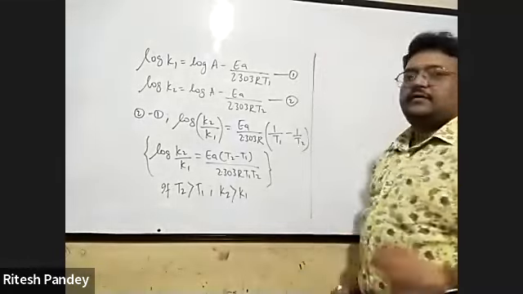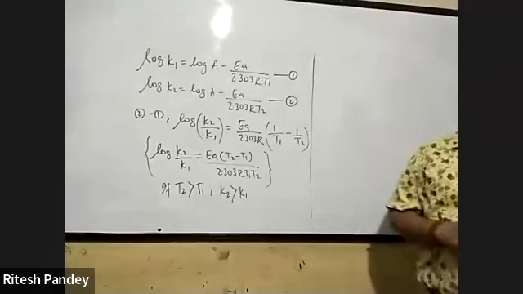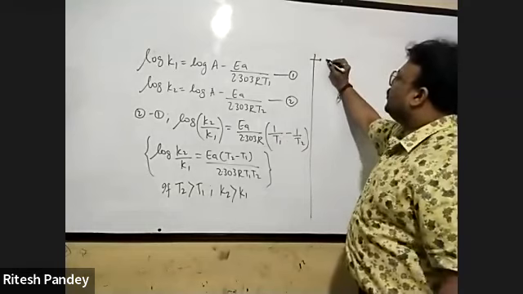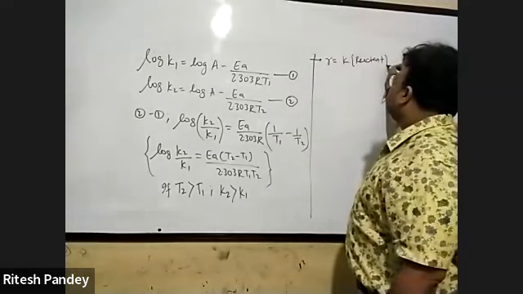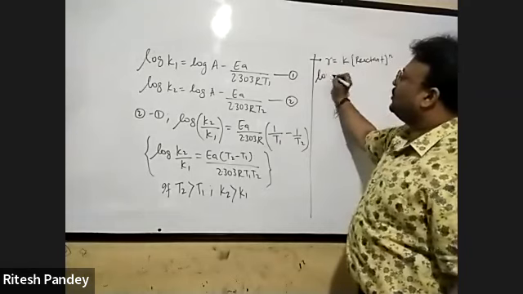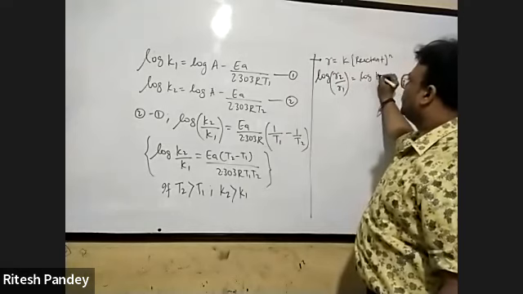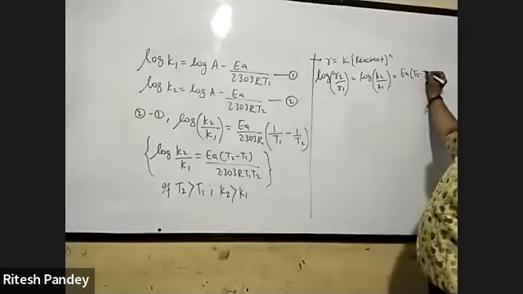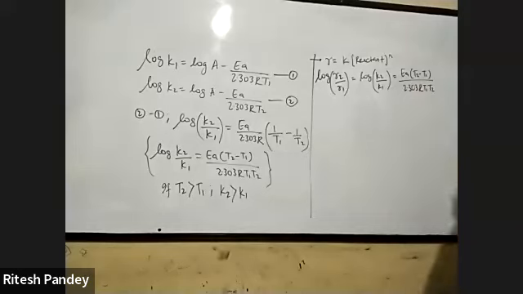Initially you were bothered about order and rate law expression keeping temperature constant. Now if the temperature is changing and R is equal to K reactant to the power N, so now how would the temperature affect the process? Log R2 by R1 would be log K2 by K1, which would be Ea (T2 minus T1) upon 2.303 R T1 T2, yes or no?